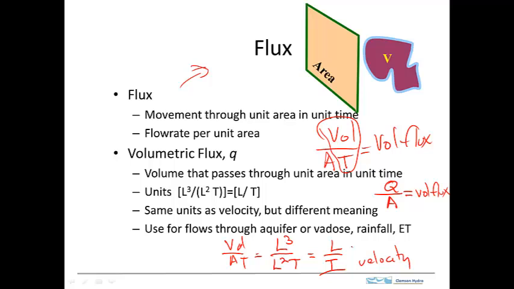As it turns out, the velocity in a stream or in a pipe, the average velocity will be equivalent to the flux. It'll be equal to it. However, if we measure the flux through a material that is partially obstructed, so the flow is not filling the area that we're using to determine the flux over, in that case, the flux will be less than the velocity. The velocity will be greater than the flux.